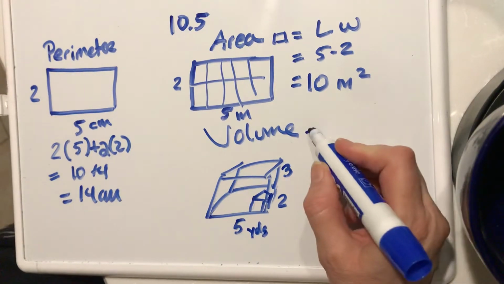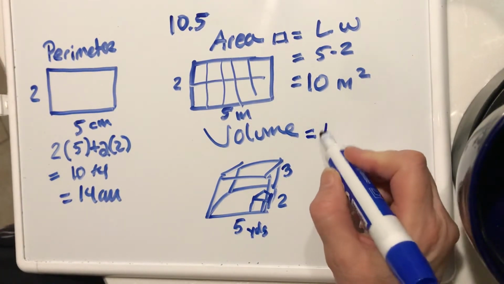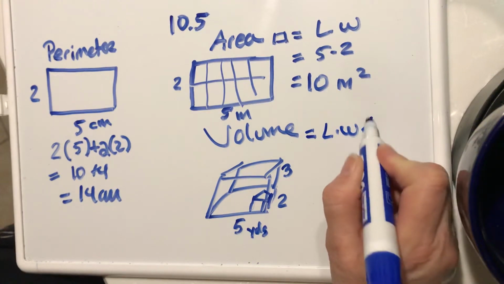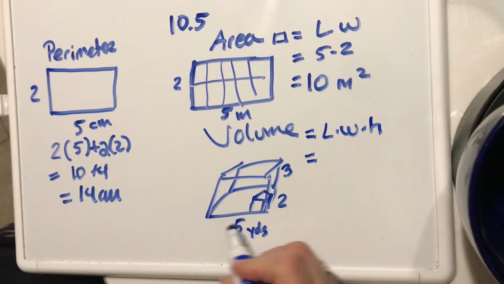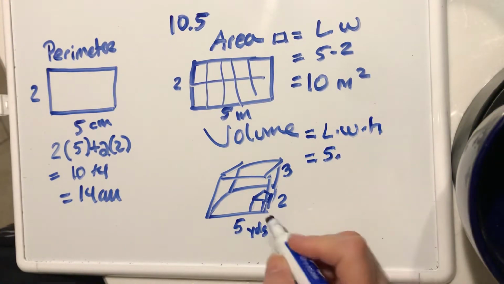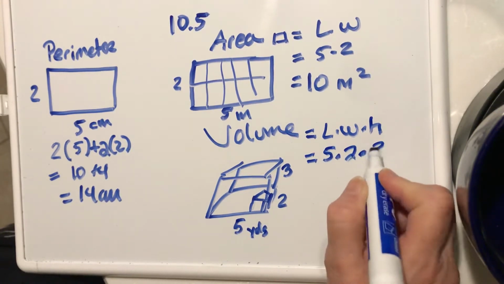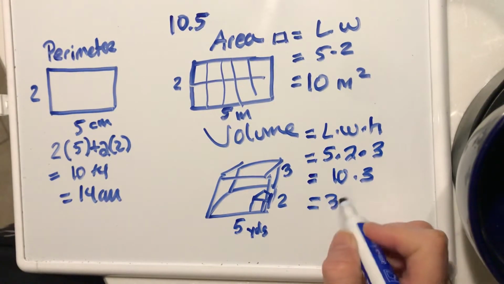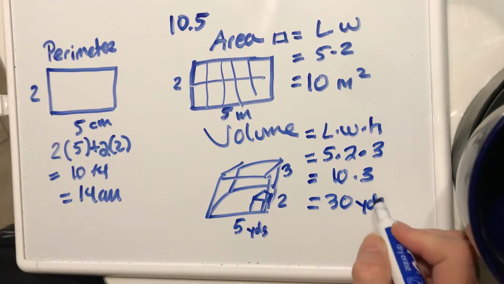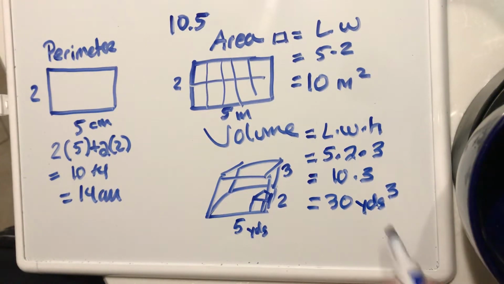When we take the volume, what we do is we go length times width times height. Length times width times height. So in this case, our length is 5, our width is 2, and our height is 3. So we have 10 times 3, which equals 30 yards cubed. So don't forget putting that cube up there.